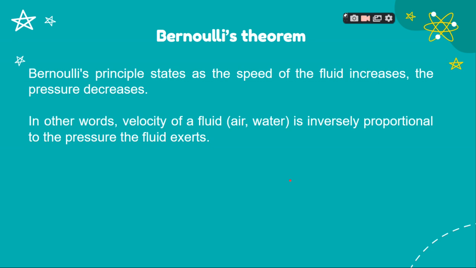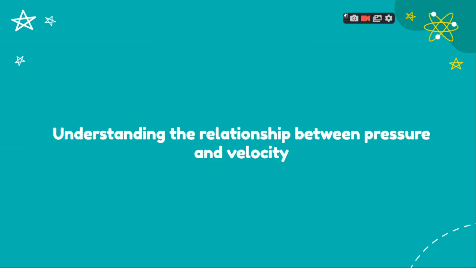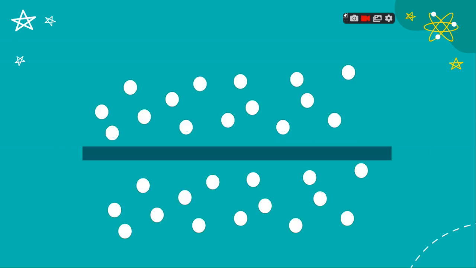Bernoulli's theorem or principle states that as the speed of a fluid increases, the pressure it exerts decreases. In other words, the velocity of a fluid is inversely proportional to the pressure it exerts. If the velocity is high, the pressure is going to be low, and if the velocity is low, the pressure is going to be high. So let's understand the relationship between pressure and velocity.